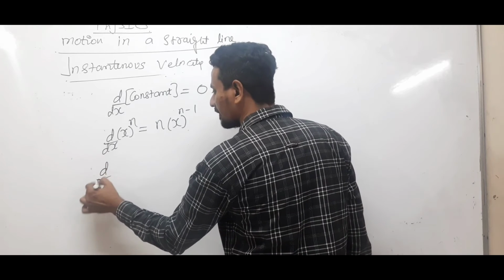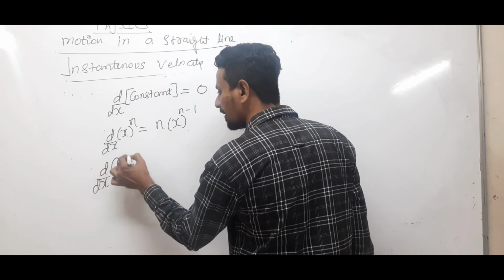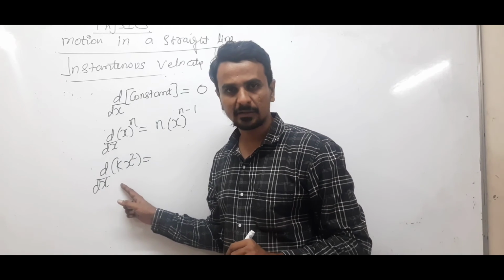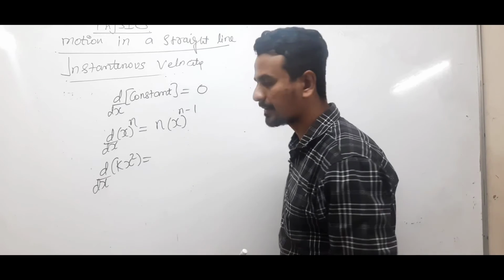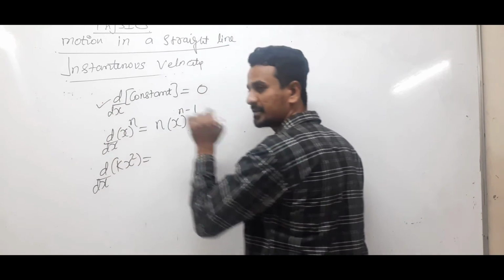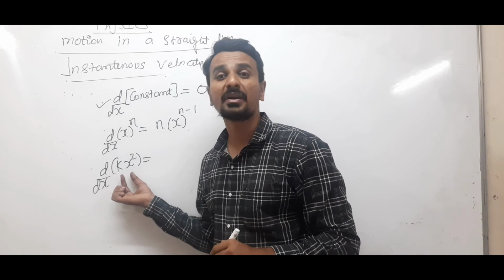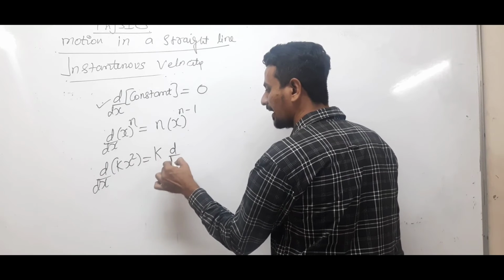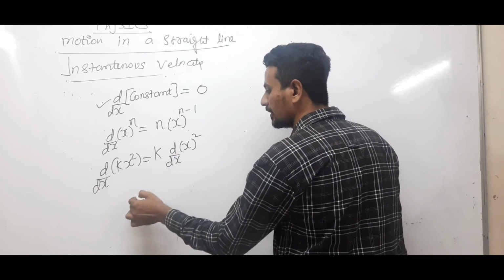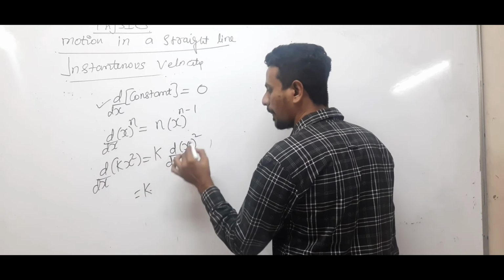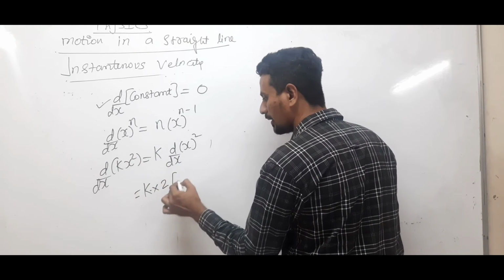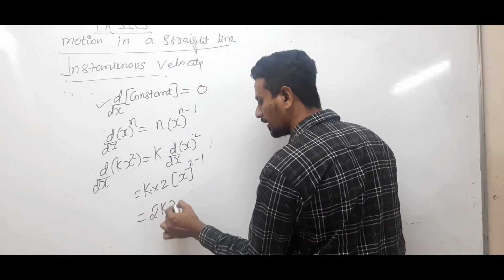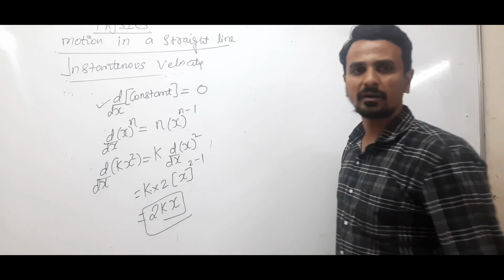Now, d by dx of a constant multiplied by x square. How to differentiate this? k is any constant, x is variable. Differentiation of only a constant is 0. Here your constant is being multiplied with a variable x square. So the constant will be taken outside, k times d by dx of x square. Use this formula: 2 x raised to 2 minus 1. So your answer will be 2kx. This is how the differentiation goes on.